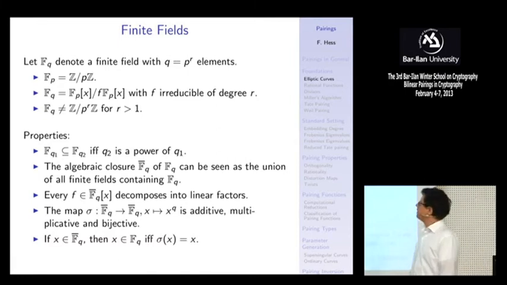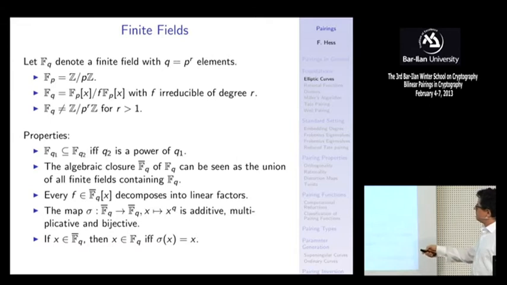And the cool thing is, it doesn't matter which one you take. You can take any irreducible polynomial of degree r and it will give you the same finite field, in a sense. Just different representations again. Okay, so here are some properties. They're all contained in each other somehow, as long as Q2 here is a power of Q1. Then they're contained in each other.